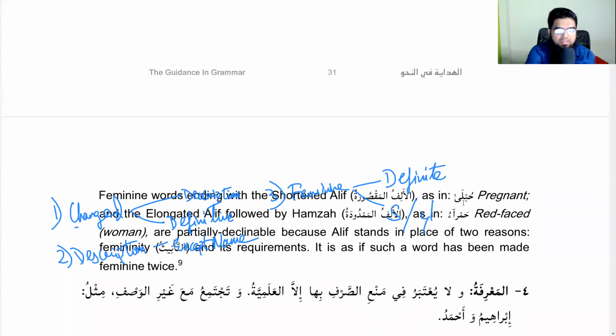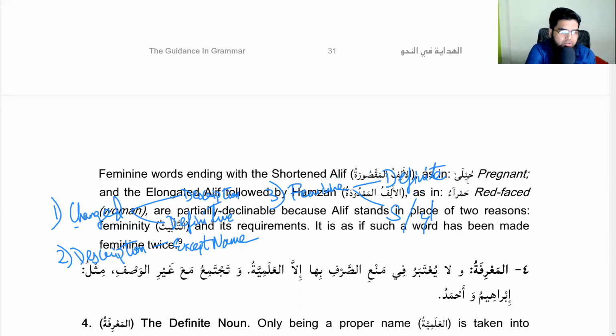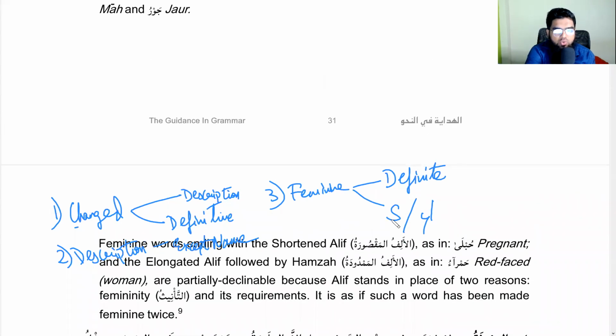So hubla, why is this ghayr munsarif? It's not a name. Pregnant is not a name. Well, we say the alif maqsura has come. It's like having two strong reasons. So this is one big strong reason.